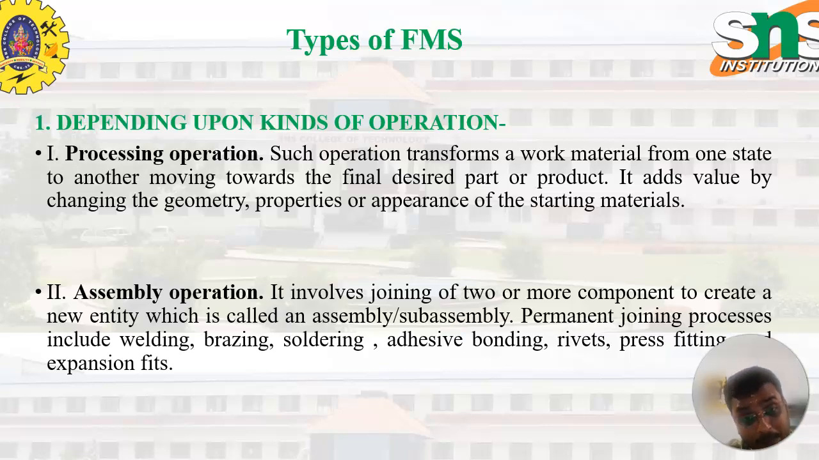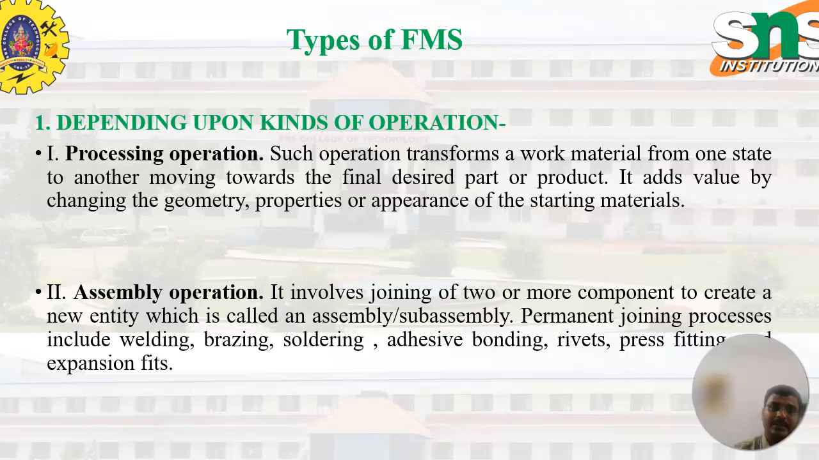Assembly operations come after the completion of the processing operations. After completing the product, we make an assembly. It is the joining of two or more components to create a new entity, which is called an assembly or subassembly. Permanent joining processes include welding, brazing, soldering, adhesive bonding, rivets, press fitting, and expansion fits. These two are the main types in FMS. The processing operations and the assembly operations help to make the product easily and with good quality.